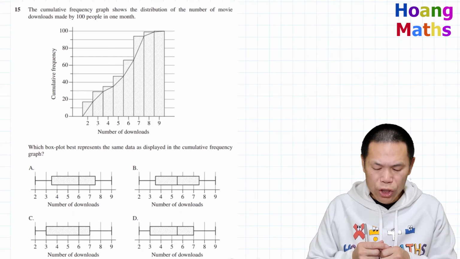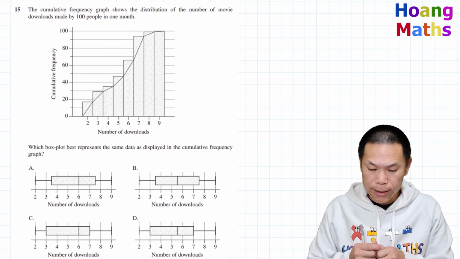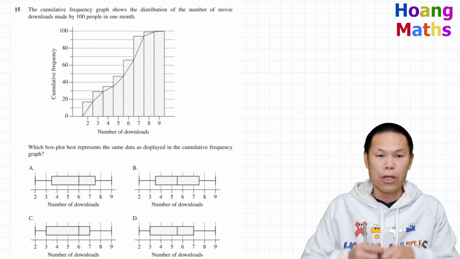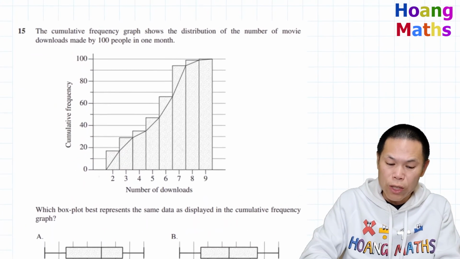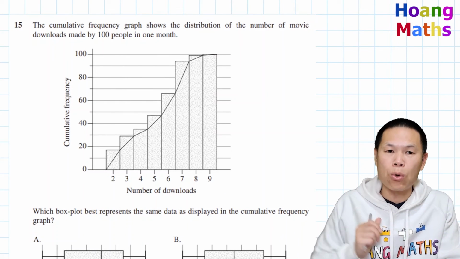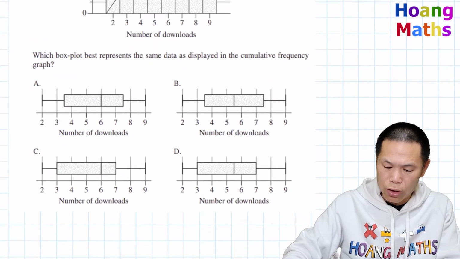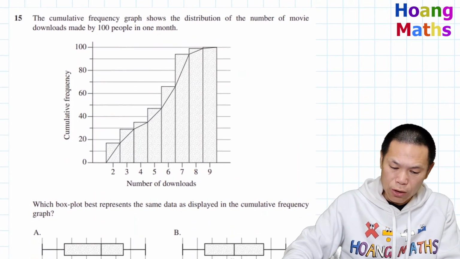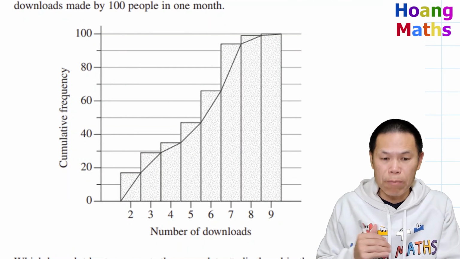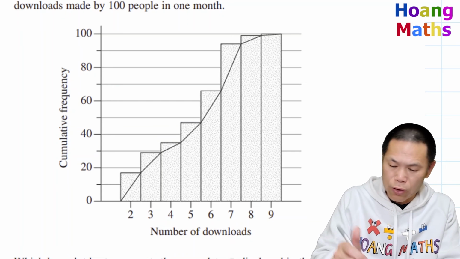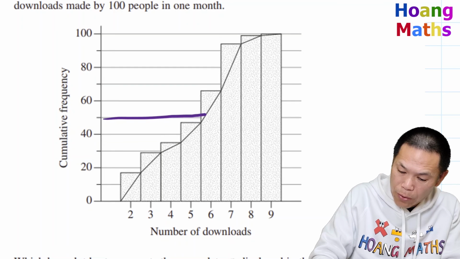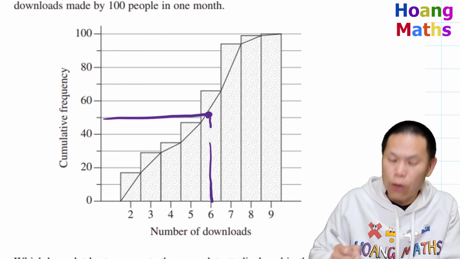Last one. Which box plot best represents the same data as displayed in the cumulative frequency graph? To interpret this, first of all, we just need to work out the median, the lower quartile and the upper quartile. Okay, and then we compare to this box plot. First of all, the median is halfway, so that means half of 100 because it's out of 100. Half of 100 is 50, of course. So in here, therefore, the median, that is Q2.